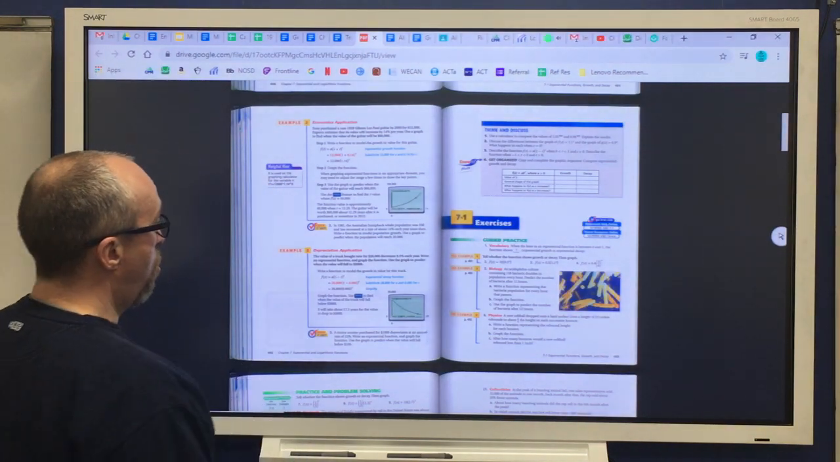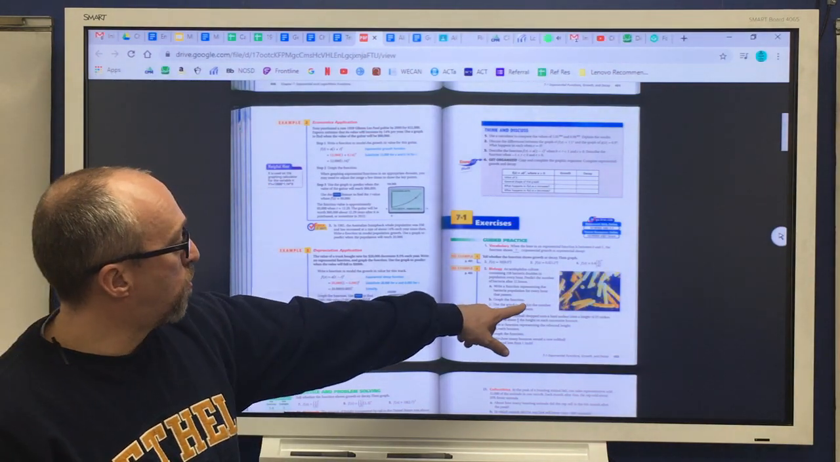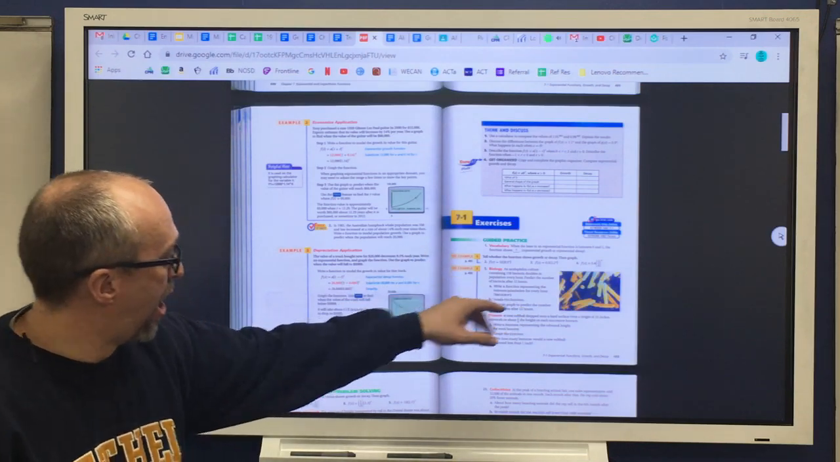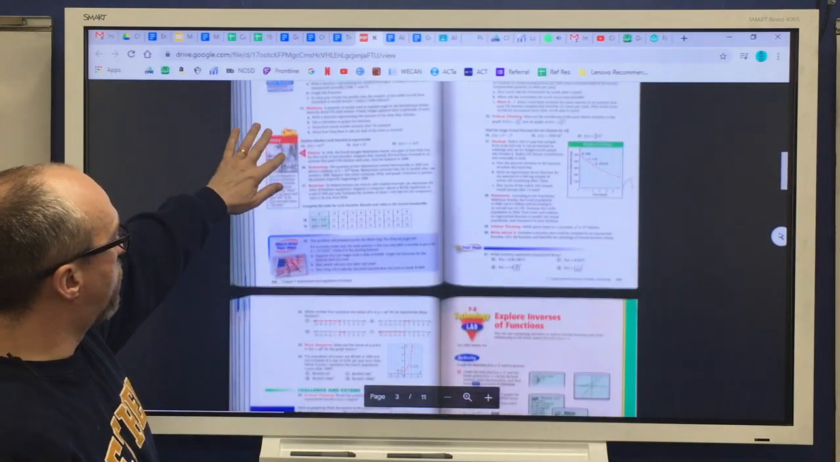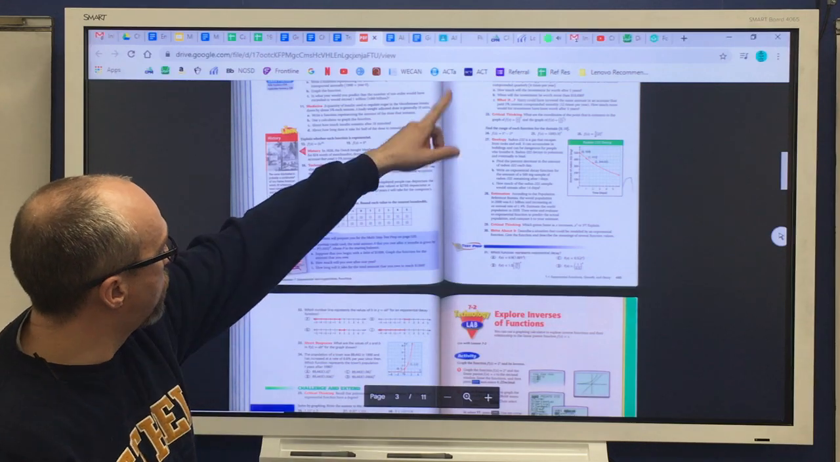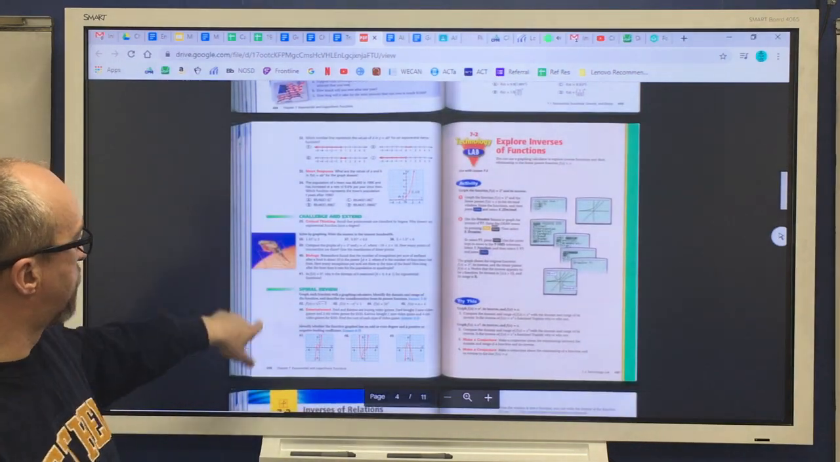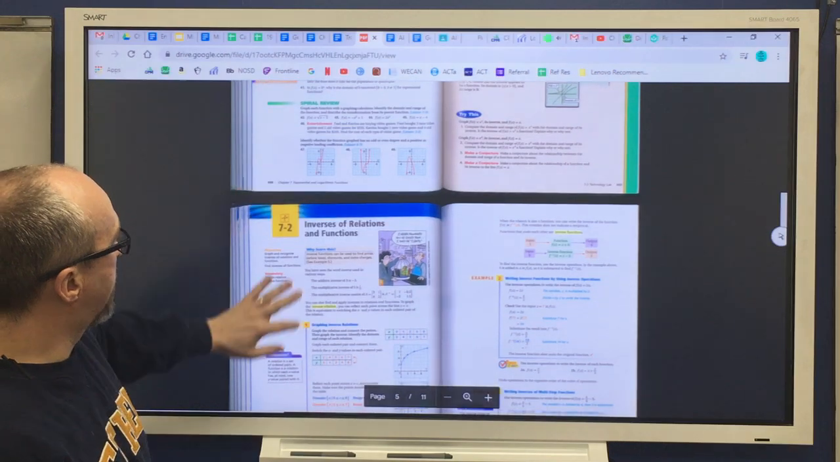Sweet. Now, the book homework that we did in class, right there. And there was some more, remember the review problems I had tossed in there. Here's the review problems. It's good to keep that stuff in there.